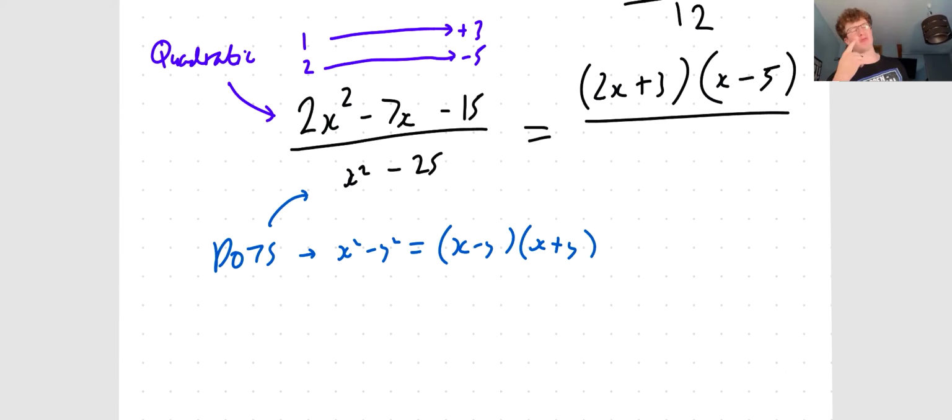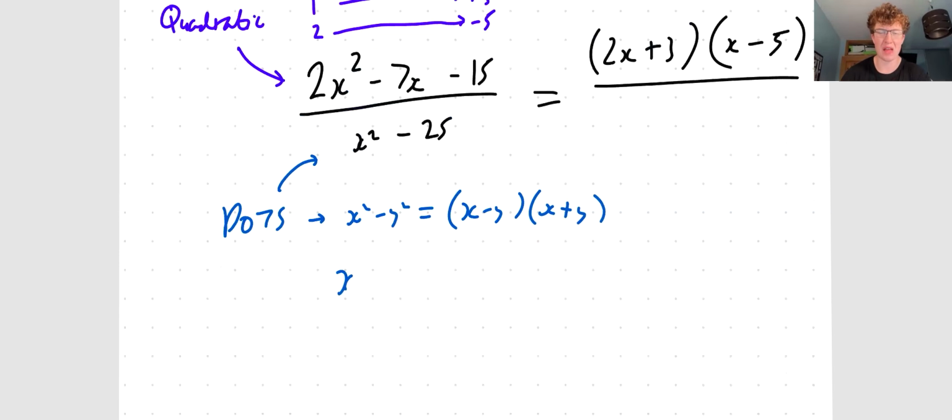It's useful if you can recognize square numbers. So like 1, 4, 9, 16, 25, 36, 49. If you can see that this is like 1 squared, 2 squared, 3 squared, 4 squared, whatever squared, it's really handy for solving difference of two squares problems. So in this case, we're going to have x squared minus, well, 25 is just 5 squared.